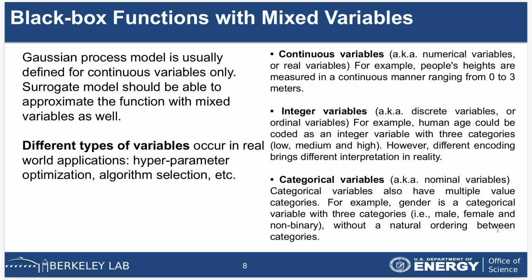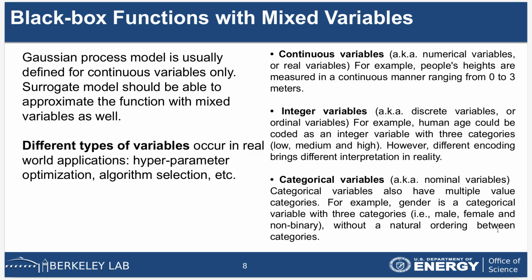So after solving the problem of non-smoothness, let's move on to a brand new problem, which is the black box functions with mixed variables. Again, we start with identifying the problem with Gaussian process. That is, the Gaussian process is usually defined for continuous variables only. A surrogate model should be able to approximate the function with mixed variables as well.